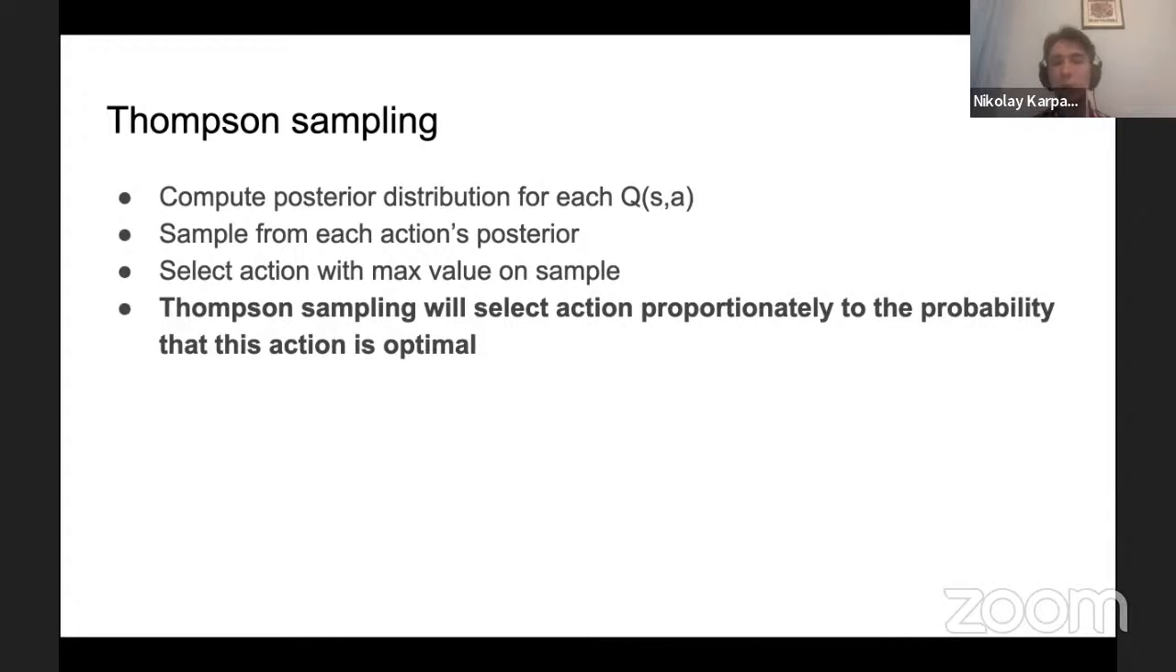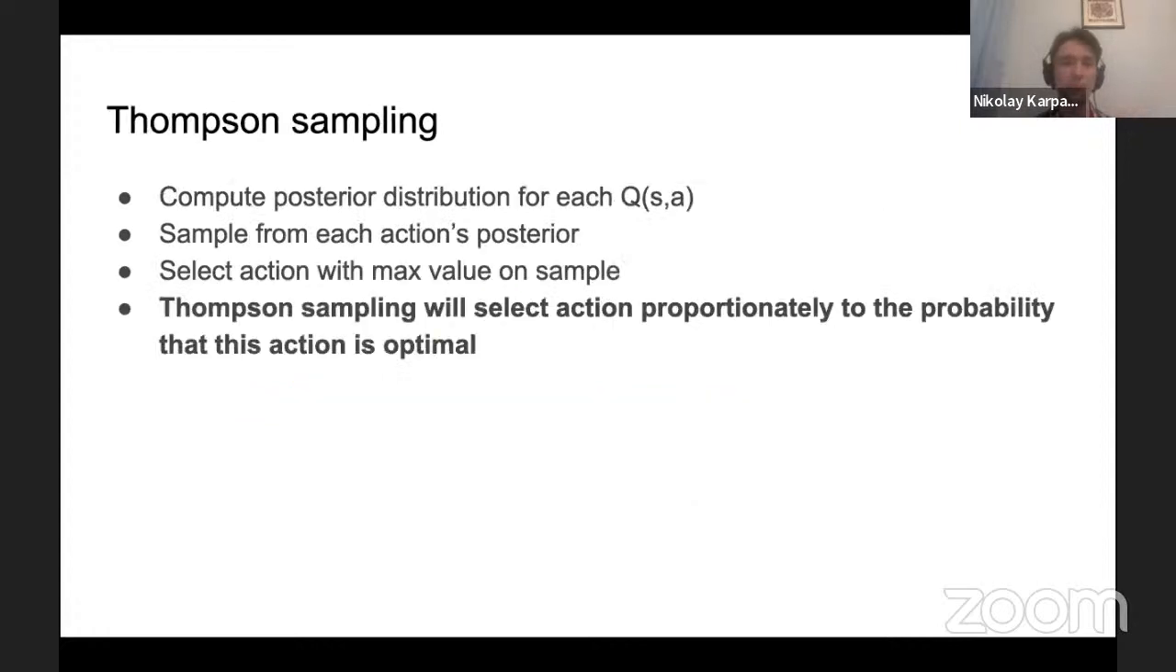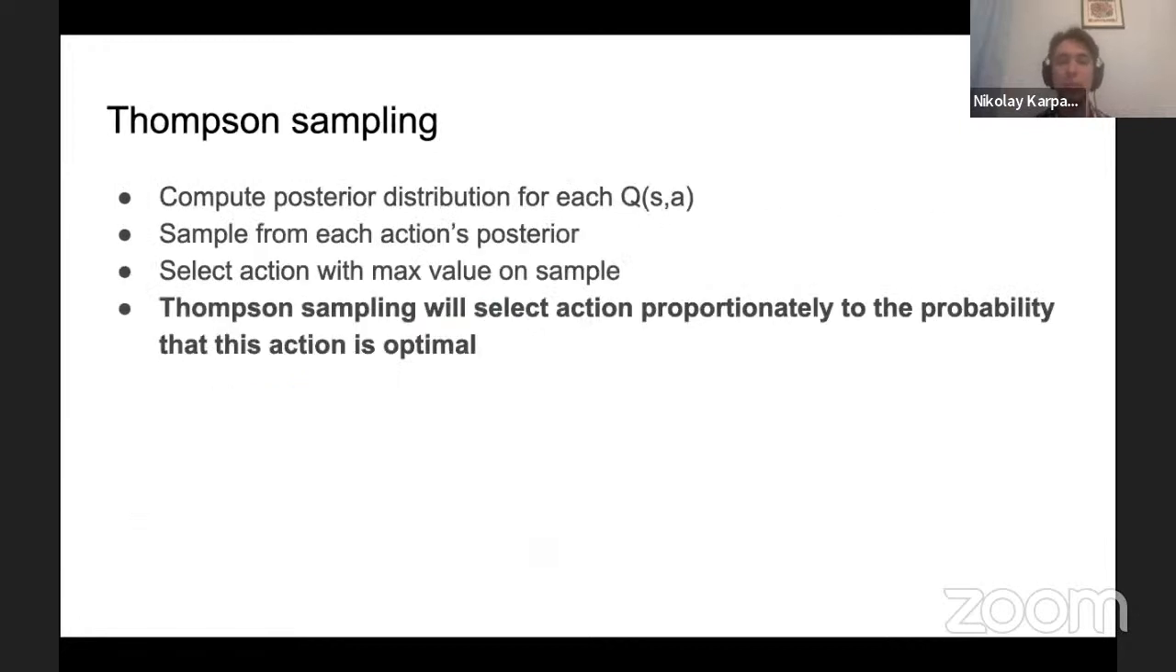Or we could sample only one Q value from each distribution, and select the action with the highest Q value. So in the limit, this will give us sampling with proportions exactly equal to the probability that the Q value is greater than the Q values for the rest of the actions. This is a slight modification, which in practice works very well in some environments.